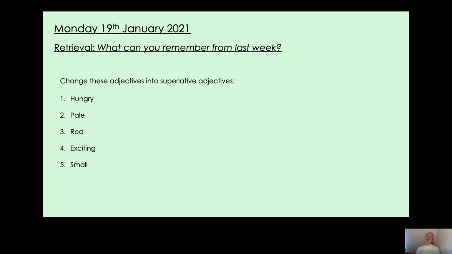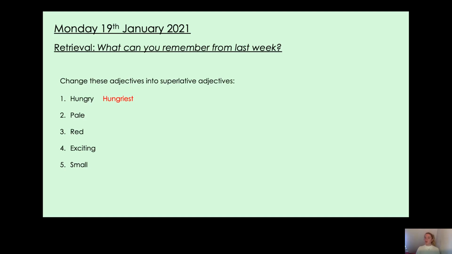So the first one, the adjective hungry. Now, what do you notice about this word? Yes, that's right, it ends in a Y, doesn't it? Now, what did we do when we changed adjectives that end in a Y to superlative adjectives? Yes, that's right, we changed the Y for an I before we added the suffix est. So hungry would change to hungriest. Can you see? I've changed the Y to an I before I've added the suffix est.